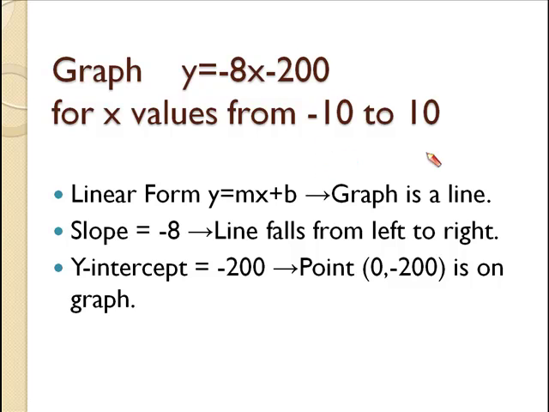Again, we first analyze the function's equation for important information. We know this is a linear function because it's in the form of y equals mx plus b, with a slope of negative 8 and a y-intercept of negative 200. The line will fall from left to right because of the negative slope, and the y values will be very negative for x values close to 0. So using the Zoom 6 standard window will not be helpful. Let's try it anyway and see what we get.